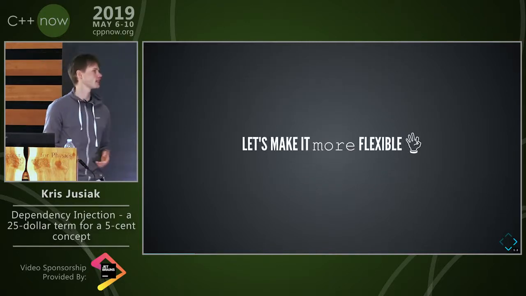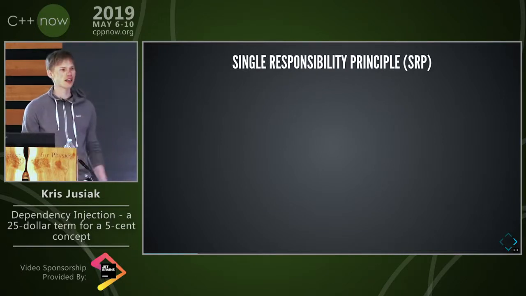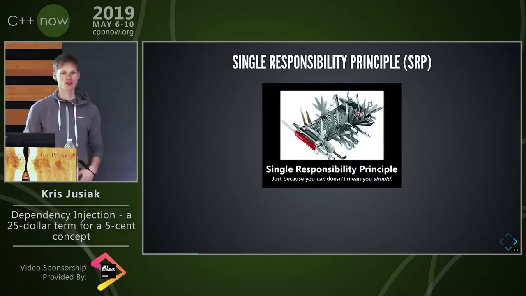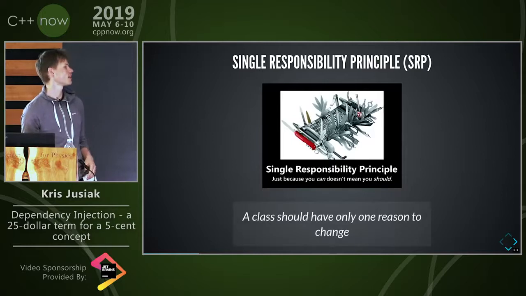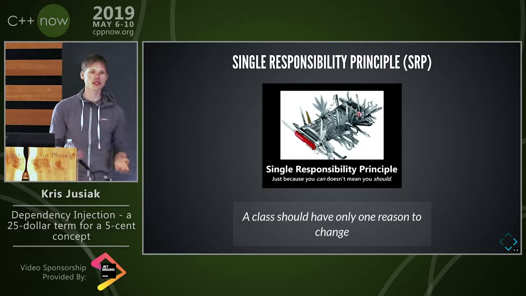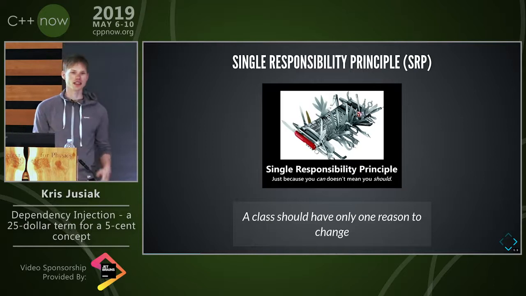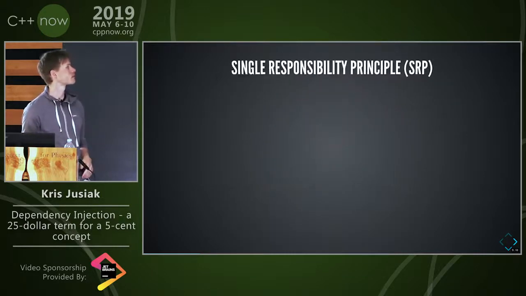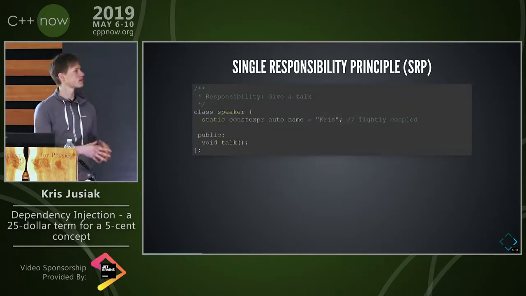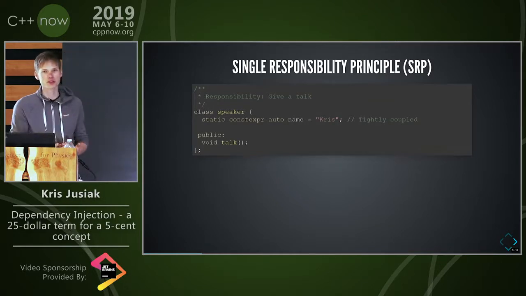Following on that, let's make it more flexible. In order to do that, let's introduce the single responsibility principle. Is everyone following it? Yeah, most of the audience. So quickly about it: it's basically that a class should have only one reason to change. Otherwise, it's doing too much. It's too difficult to reason about, and it's a mess, hard to test, tightly coupled. So if we follow our example, we have a speaker, and the responsibility of the speaker will be to give a talk, let's say.